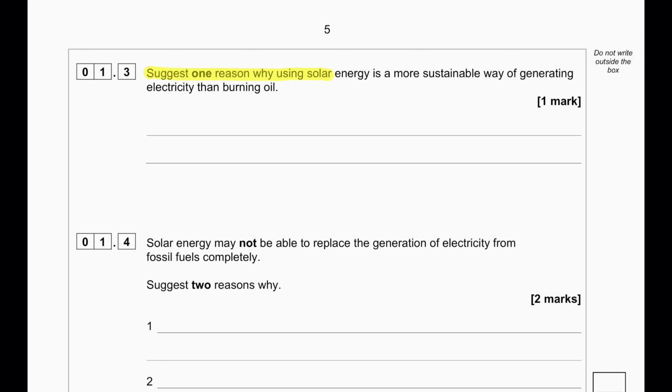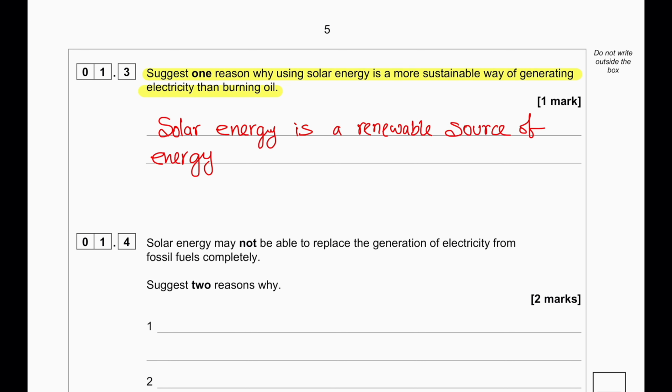Suggest one reason why using solar energy is a more sustainable way of generating electricity than burning oil. Solar energy is a renewable source of energy and oil is a finite source of energy.